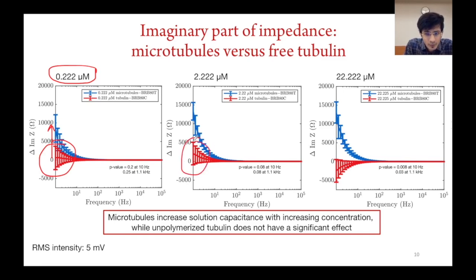And you can see that this behavior for unpolymerized tubulin is pretty much the same. You can crank up the concentration by 2 orders of magnitude, but really it makes no difference. The tubulin does not alter the capacitance of the solution significantly, whereas microtubules, on the other hand, increased the capacitance of the solution. This effect is seen most prominently at 22 micromolar, which is close to the intracellular tubulin concentration. So here we see that microtubules actually increase solution capacitance, whereas unpolymerized tubulin at exactly the same concentration does not. Okay, so that's what we saw in the imaginary component of impedance.